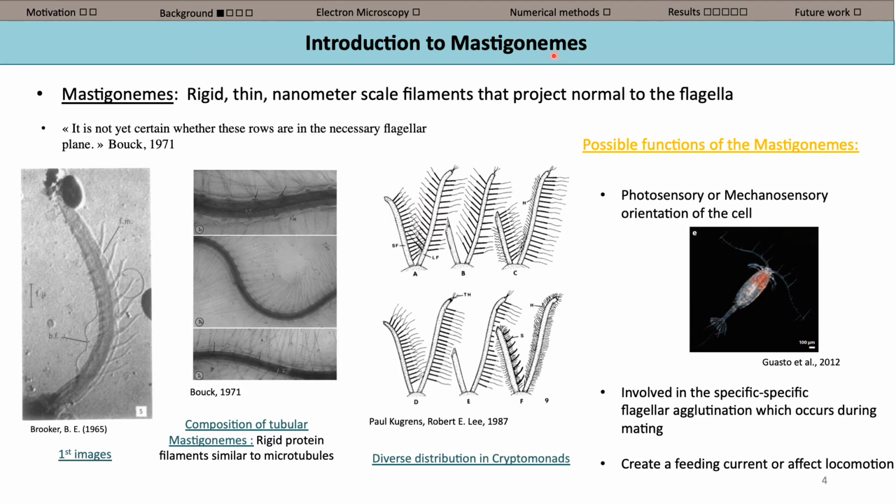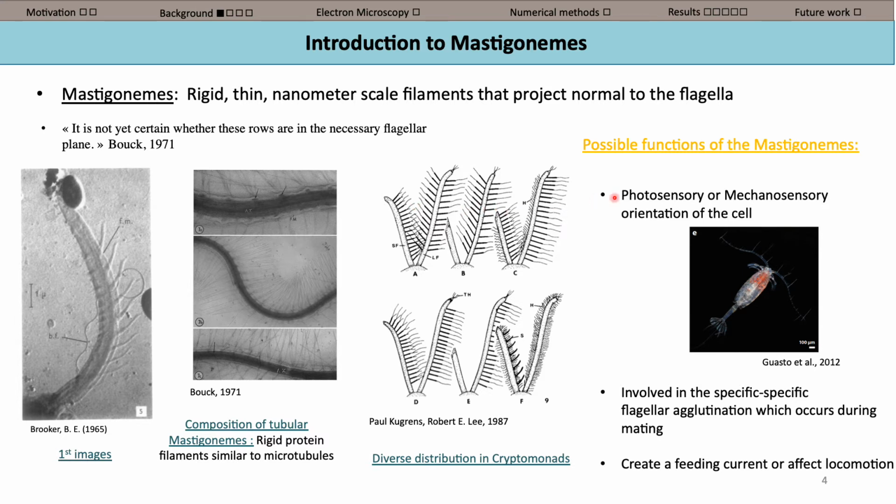These cells are also interesting to study because they bear mastigonemes, which are rigid, thin, nanometer scale filaments that project more or less normal to the flagella. The first images are from the 60s with EM imaging, and then their composition has been studied. They are known to be made of a protein that is rigid like microtubules, and they are quite diverse. Within these groups they can be arranged in 2 rows or 1 row, with or without terminal filaments, and yet their function remains unknown.